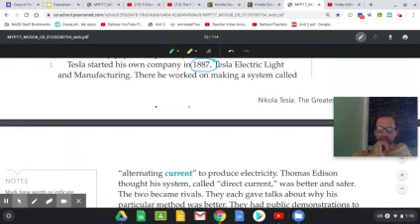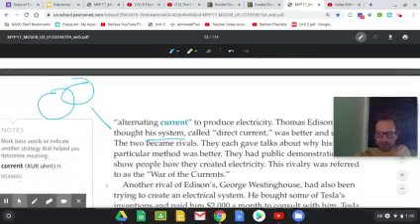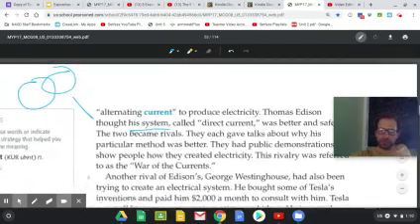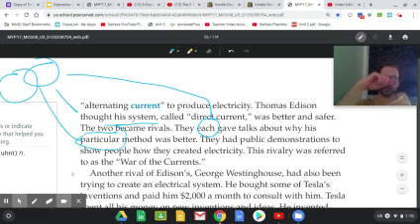There, he worked on making a system called alternating current to produce electricity. Thomas Edison thought his system, called direct current, was better and safer. So suddenly we get a little taste of compare and contrast. We'll have to take a look at the rest of the paragraph to see what it talks about. They each, well, now we're talking about the two again. So this is another sentence in a row where we're talking about comparison. They each gave talks about why this particular method was better.